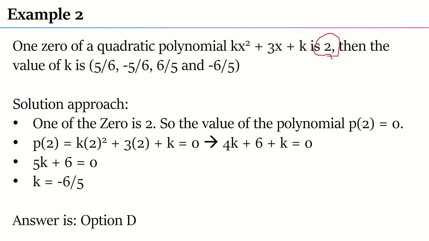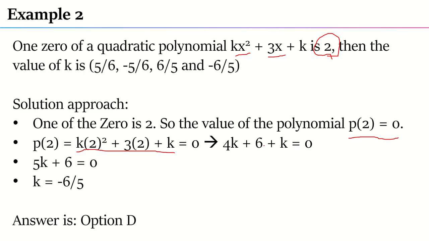So what I'm going to do is I'm going to find out the value of p of 2 and equate that to 0. So p of 2 is equal to, I'm substituting the value of 2 here and here, that is k into 2 square plus 3 into 2 plus k, that is exactly what you find here, that you are going to equate as 0, upon which the resultant value is 4k plus 6 plus k is equal to 0.